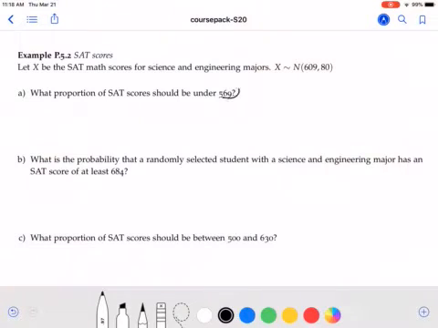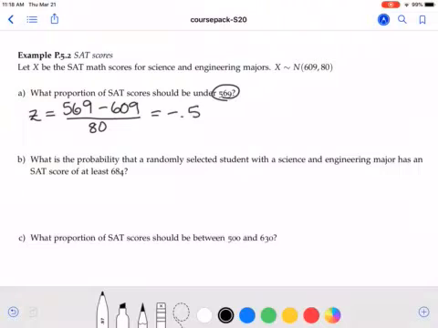So our first step is to take our value of 569 and get a z-score from that. So we'll take 569, we subtract the mean of 609, and we divide by the standard deviation of 80. That will produce our z-score of negative 0.5. What we're interested in then, picture-wise, is being under a z-score of negative 0.5. So when we have a z-score, we're centered at 0. So we have this value here, negative 0.5, and we want this area to the left.